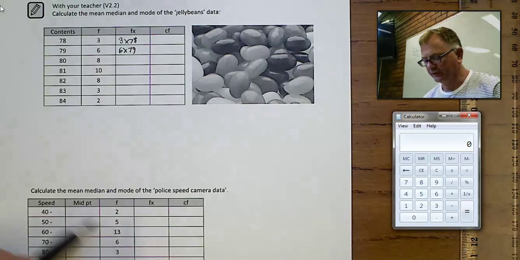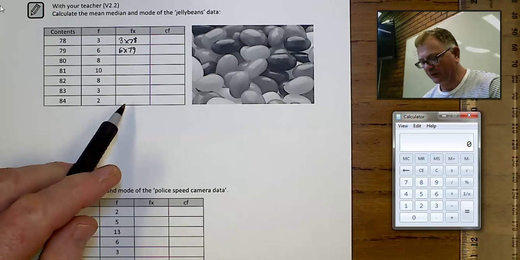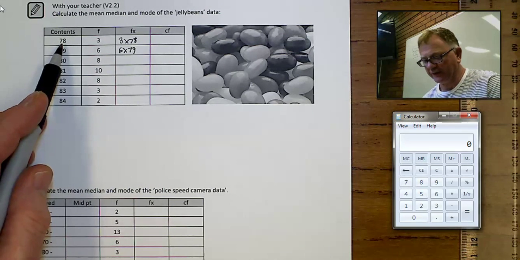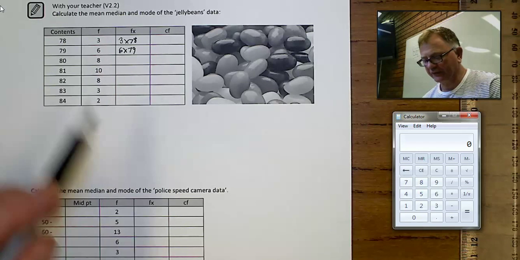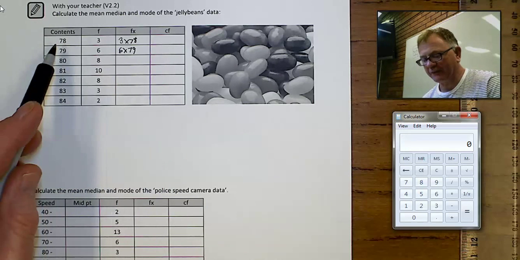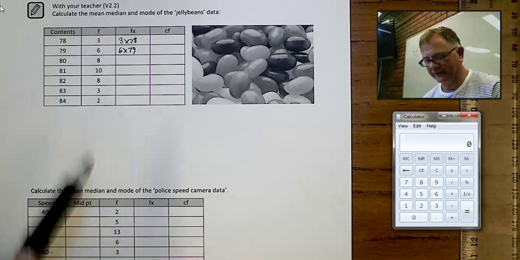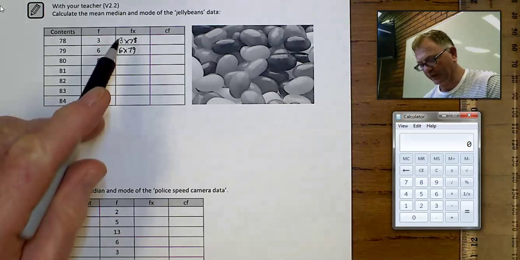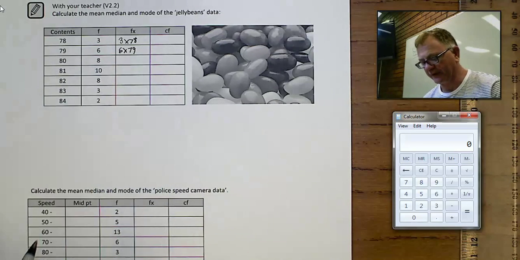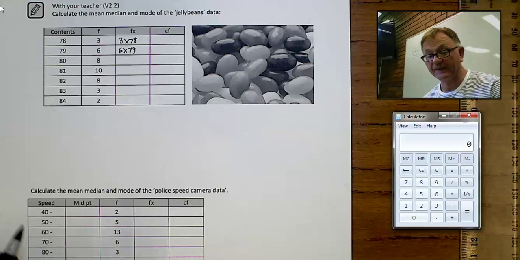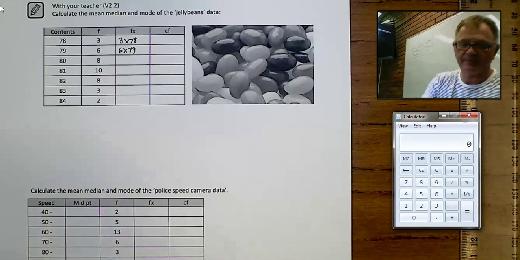What we're going to do is put an extra column here, and we're multiplying the contents by its frequency to give us what the sum of 3 of those, 6 of those, 8 of these and 10 of these is. Now I'm going to work out this column. I'm going to do them on my calculator, but I'm just going to pause the tape and do that. You might like to do that too.